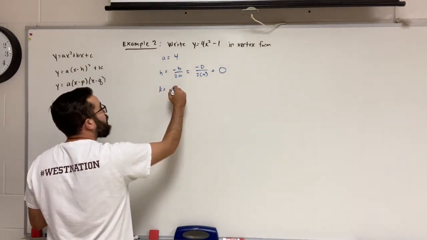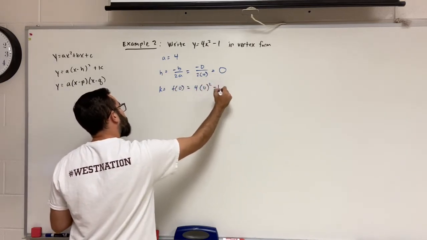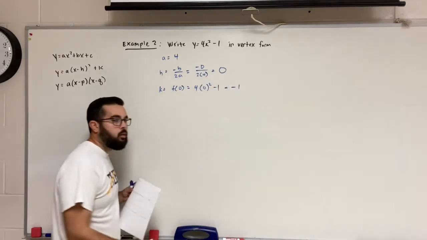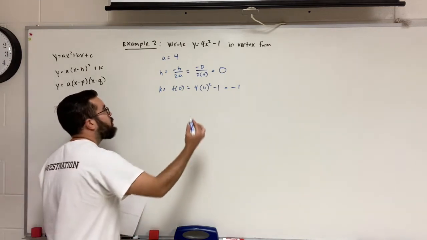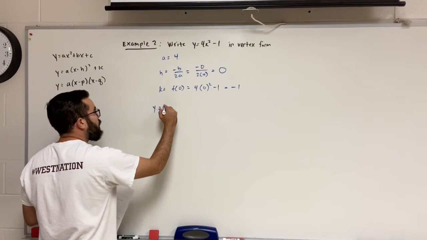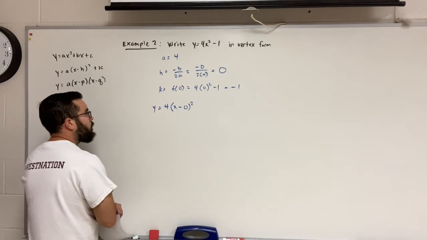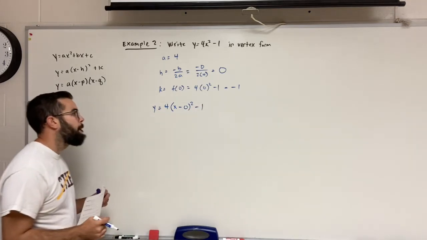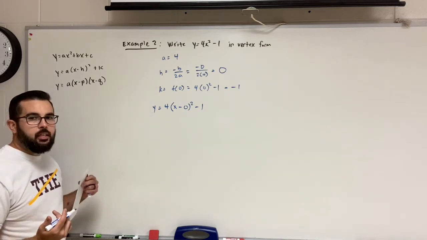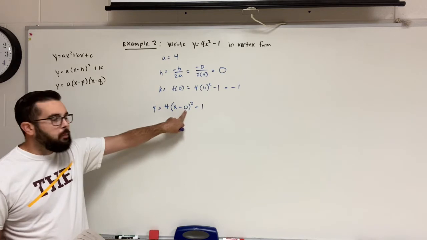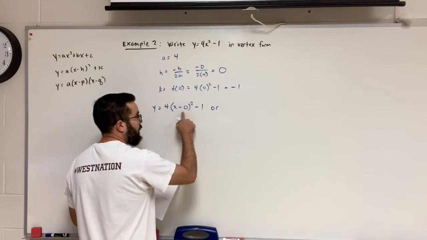To find k, we do f of 0, which is 4 times 0 squared minus 1, which is negative 1. All right? So now plugging into vertex form, we get A times x minus h squared minus 1. And that's technically vertex form. Now, what is x minus 0? Okay, x minus 0 is just x.